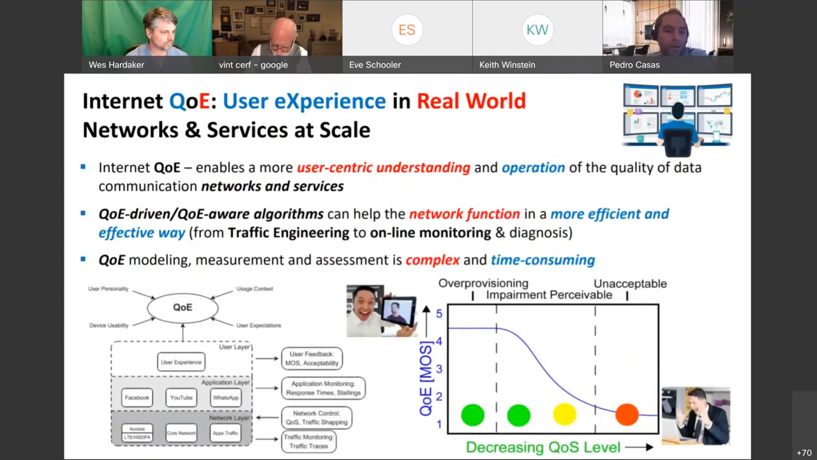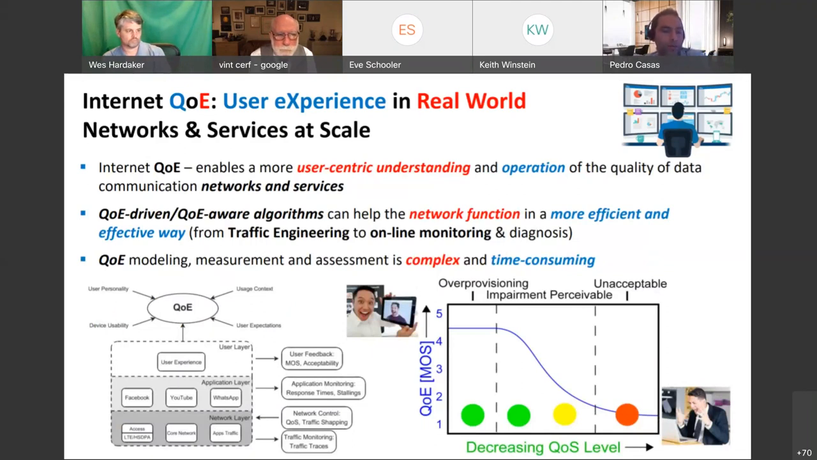So here basically I talk about the term Internet QoE, about thinking of user experience in a broader perspective, not only thinking of QoE as a user-centric lab study perspective, but something more global in which you consider real-world networks and services at scale. And you want to, through Internet QoE, understand a bit more the quality of data communication networks and services from the user-centric perspective.